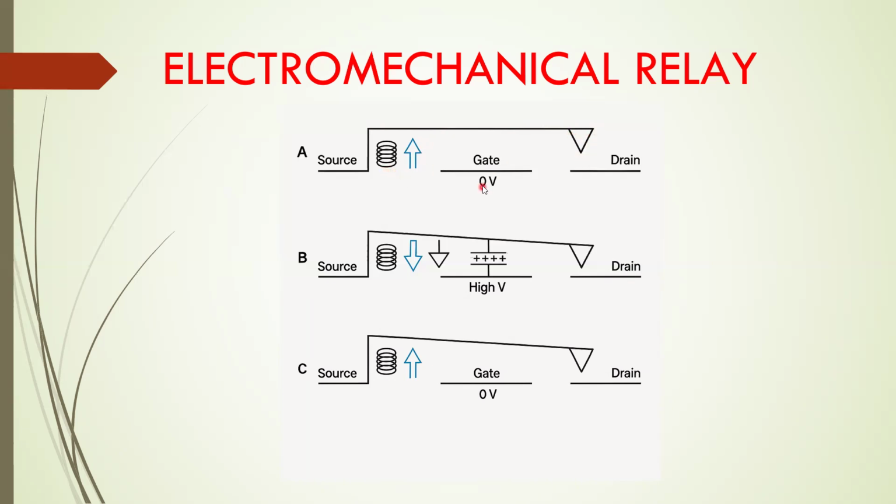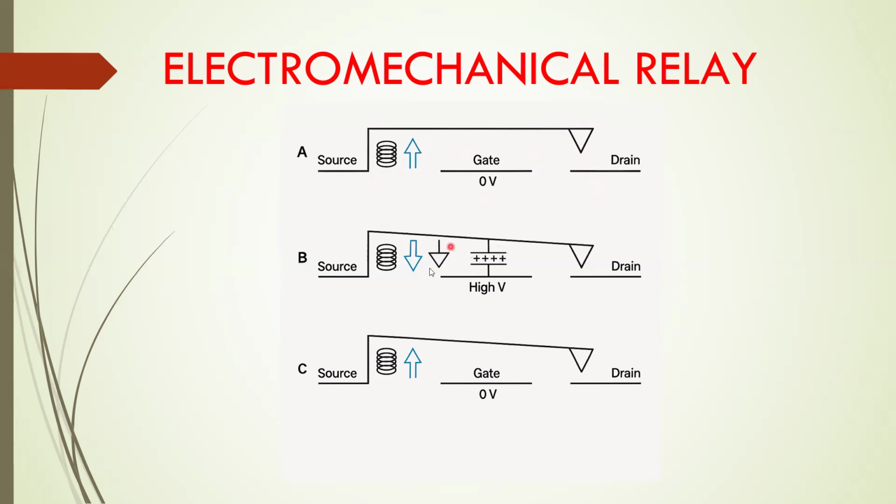And this is the schematic when you have no voltage on the gate, that is, zero voltage is applied. So that's why there is no connection between source and the drain. There is no switching taking place here.